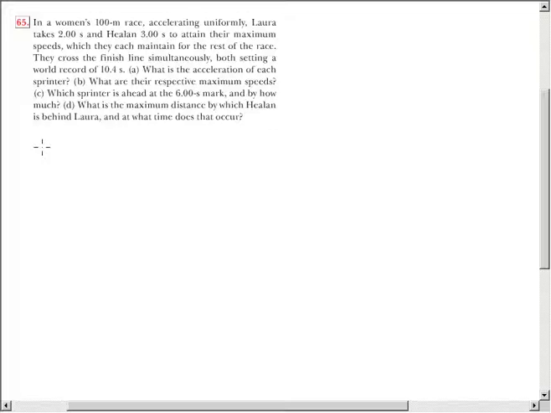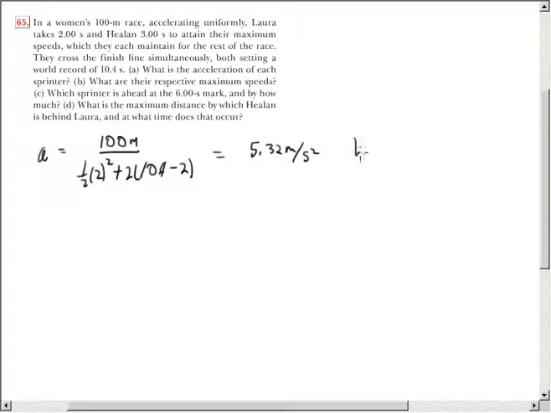For Laura, we have that A equals 100 meters over 1/2 times 2 squared plus 2 times (10.4 minus 2). And that's going to be equal to 5.32 meters per second squared. Laura.